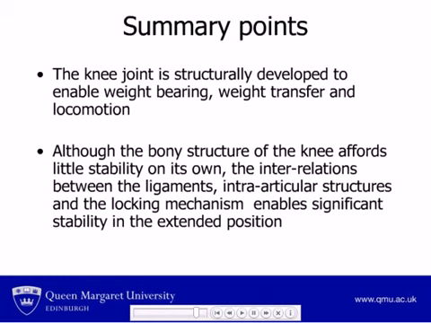In summary, the knee joint is structurally developed to enable weight bearing, weight transfer and locomotion. Although the bony structure of the knee affords little stability on its own, the interrelations between the ligaments, intra-articular structures and the locking mechanism, or this conjunct rotation, enables significant stability in the extended position.